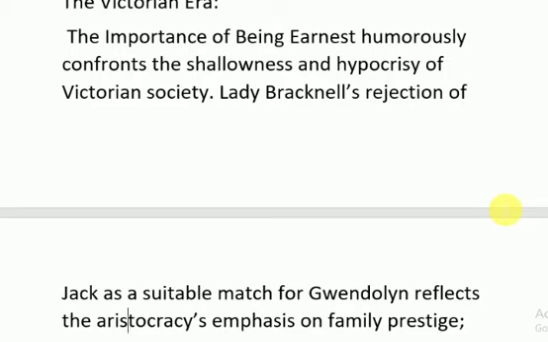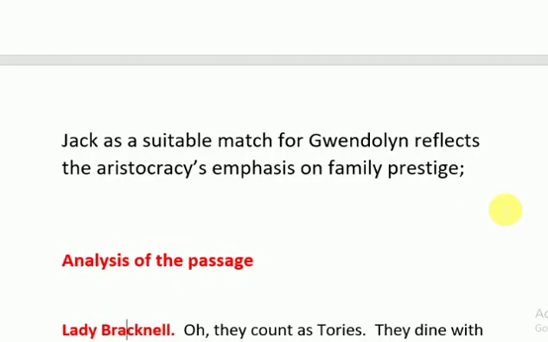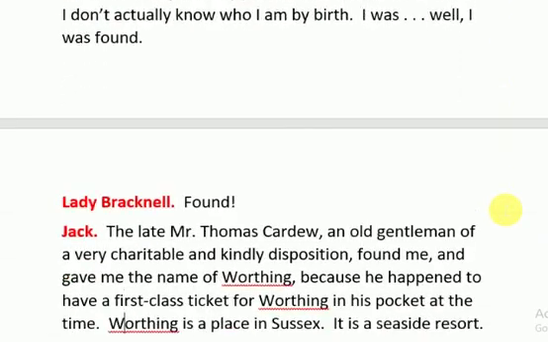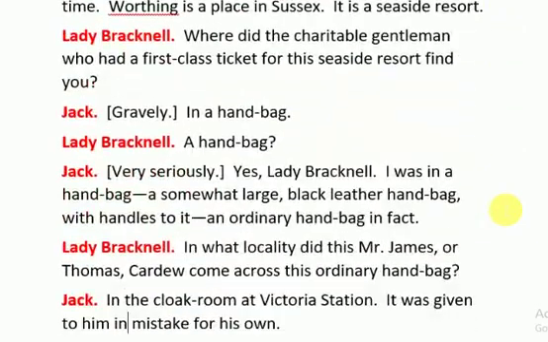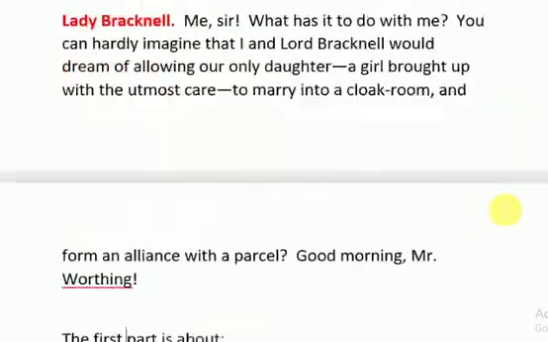These are the most important themes in the play, and in this passage which you have in your books. It's an interview between Lady Bracknell and Jack. So I'll move on to look at the two characters. I want to introduce the two characters before we talk about the interview.